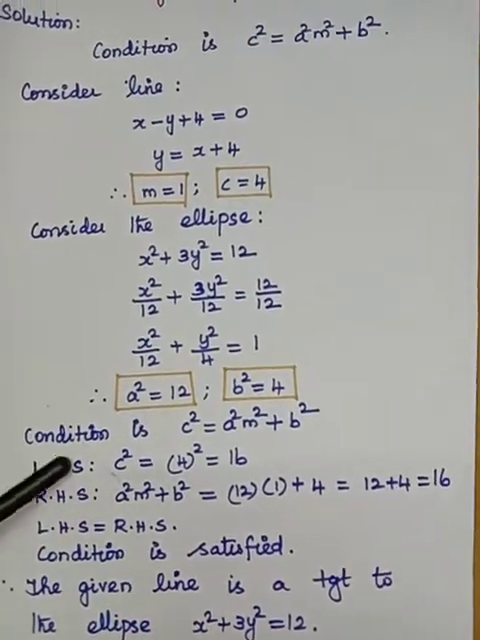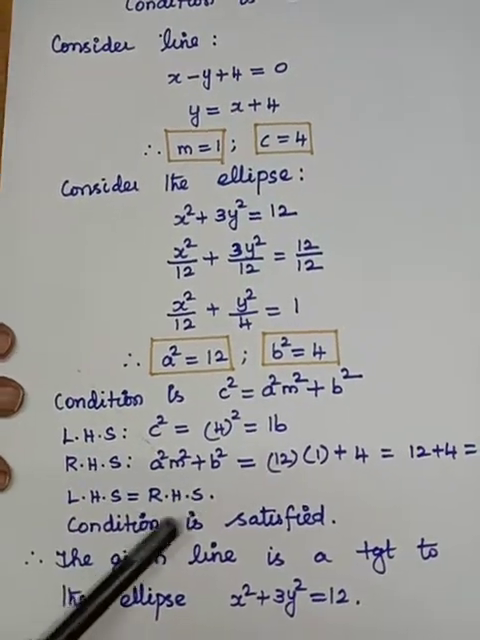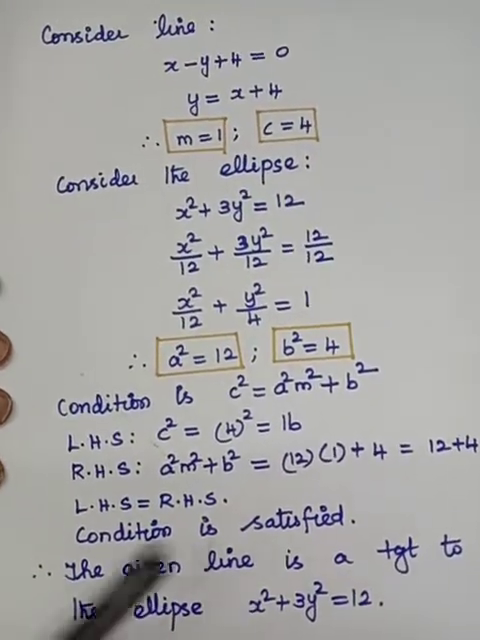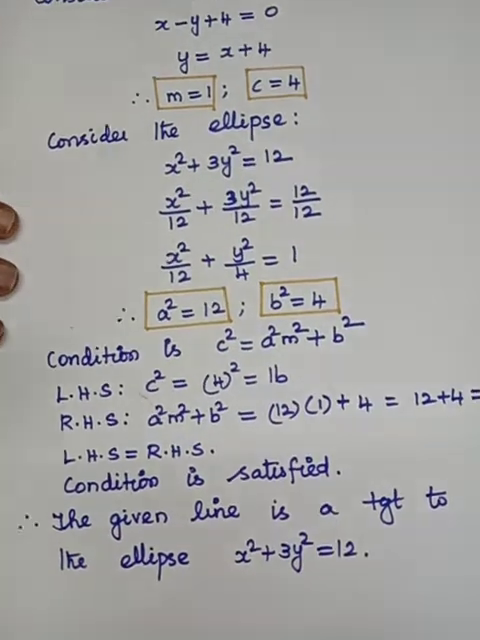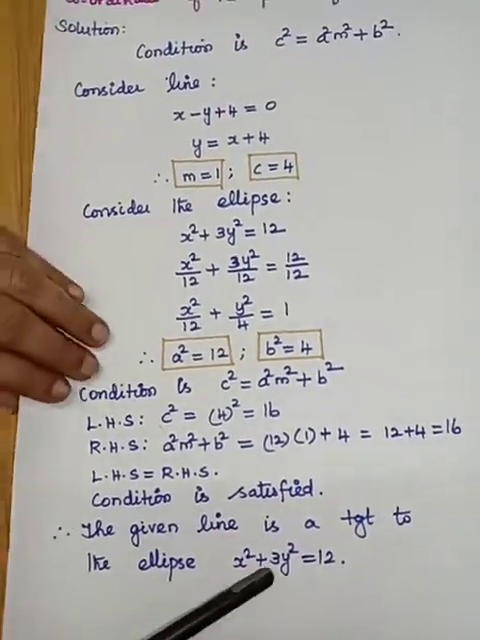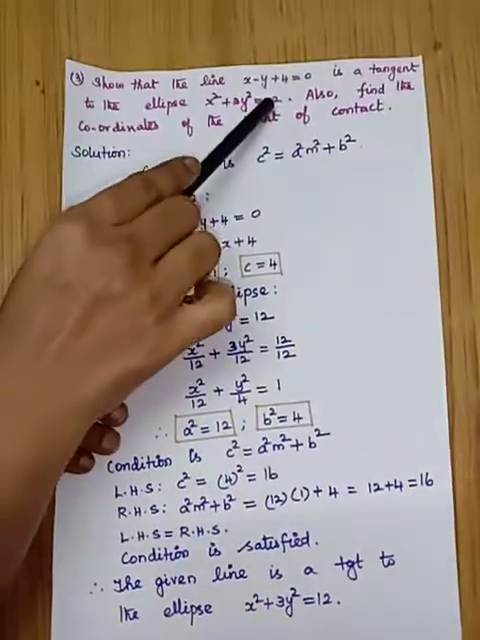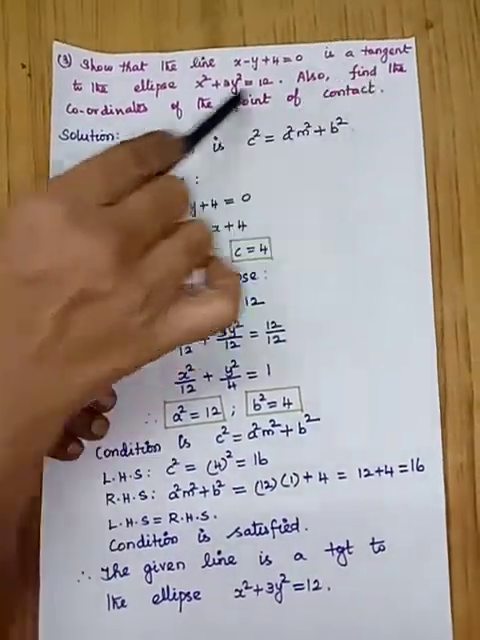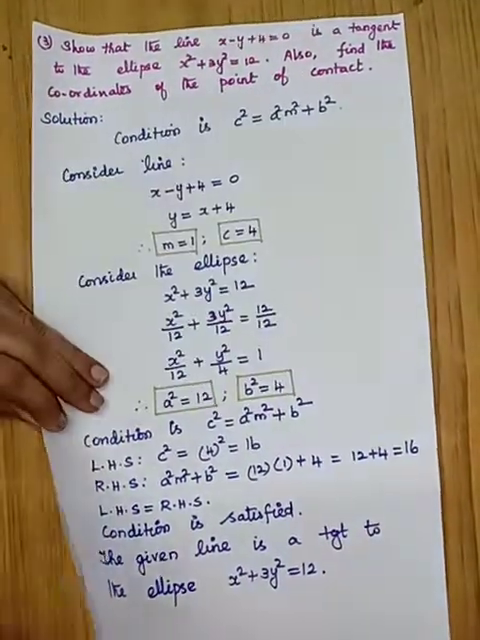So left hand side is 16, right hand side is also 16. So the condition is satisfied. So if the condition is satisfied, this given line is a tangent to the ellipse. So first part we have completed. Next, what is asked? Find the coordinates of the point of contact.